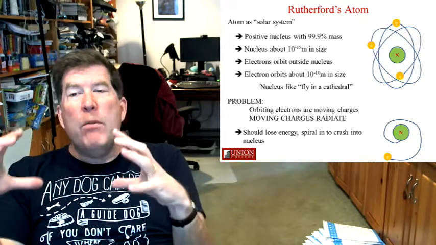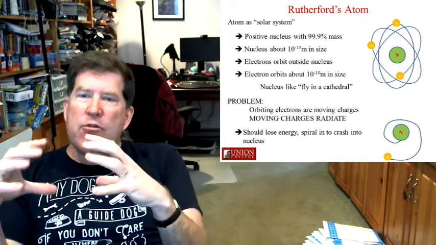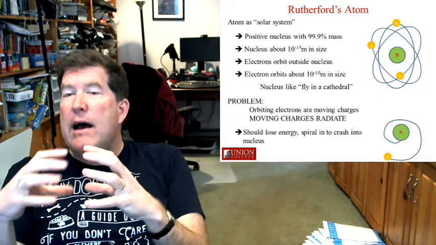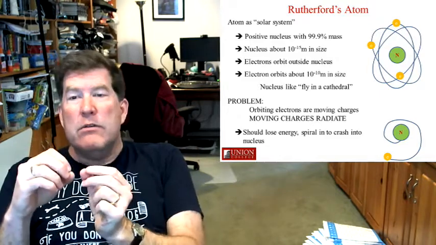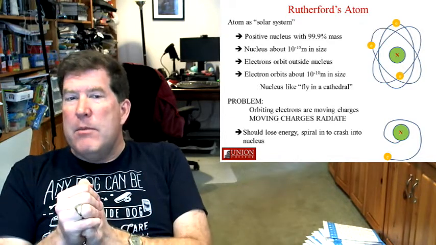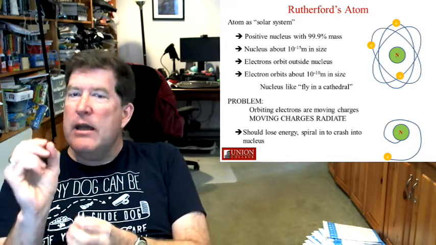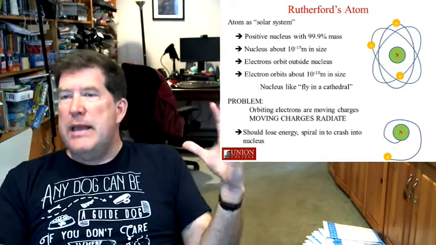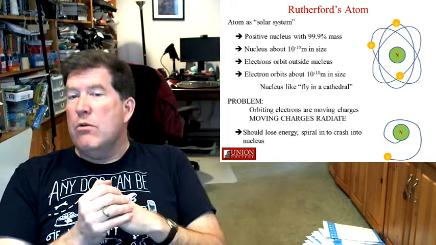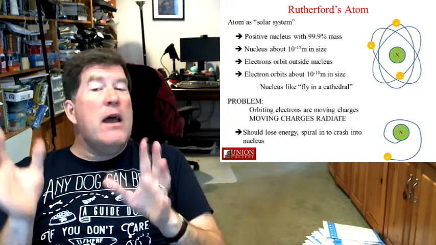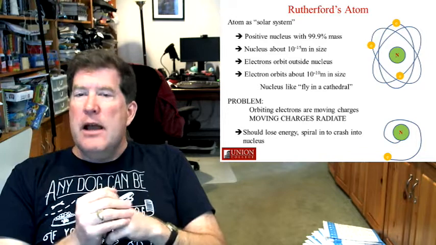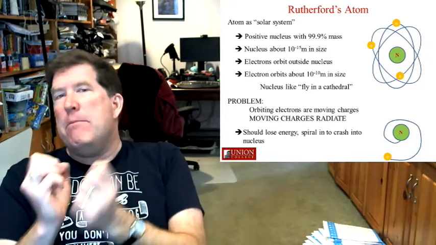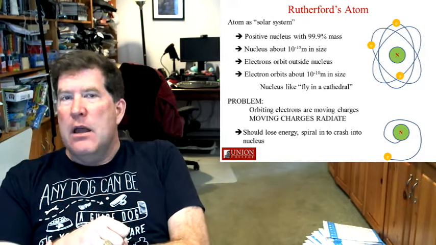And the electrons orbit outside the nucleus, and the orbits of the electrons are about 100,000 times bigger around than the size of the nucleus. So the nucleus has been described memorably as an object like a fly in a cathedral, right? It's a tiny little object in a vast space inside those electron orbits. This is a nice picture in a lot of ways. It explains the Marsden and Geiger results. It has one tiny little problem, which is it cannot possibly work in classical physics. Why is that?